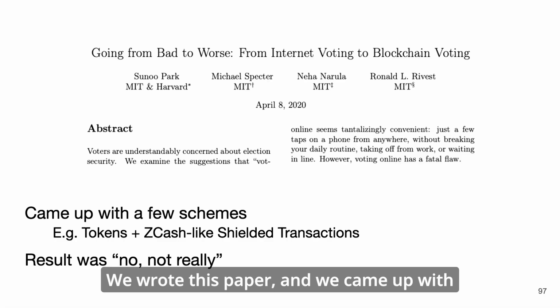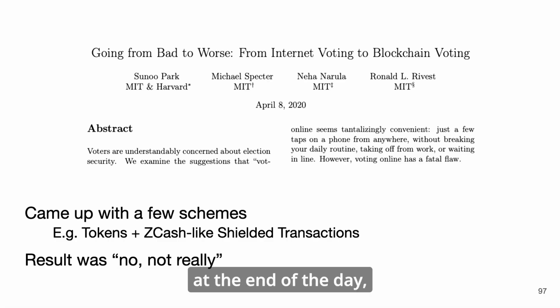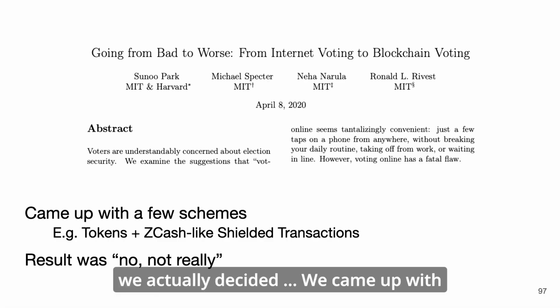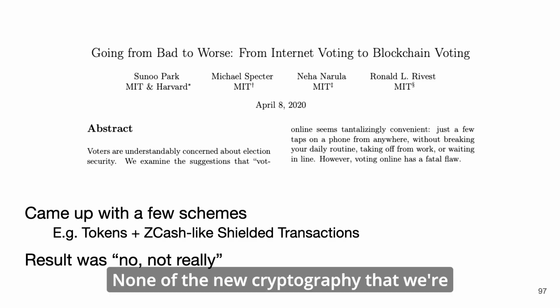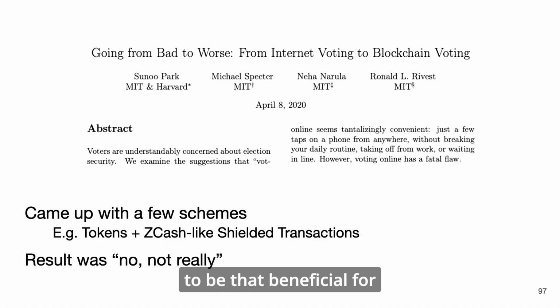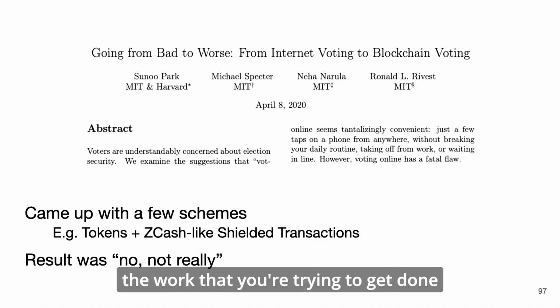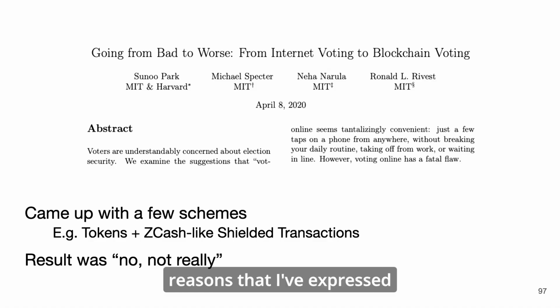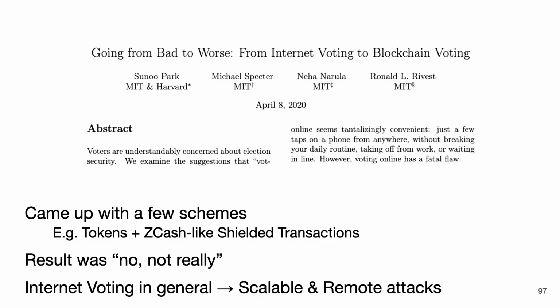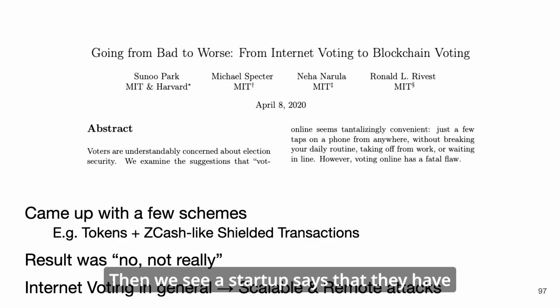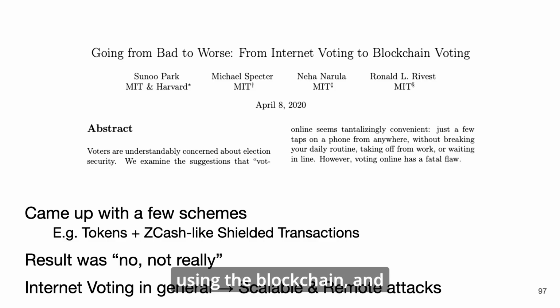So we wrote this paper, and we came up with a bunch of schemes, but at the end of the day, we came up with this negative result, which just said that, no, this doesn't actually help. None of the new cryptography that we're doing is actually going to be that beneficial for the work that you're trying to get done here, for a lot of the reasons that I've exemplified in the prior work. And that internet voting in general will lead to these more scalable and remote attacks. And then we see a startup that says that they have solved the problem using the blockchain, and they say, Mike, please go take a look. And that's how we get here.